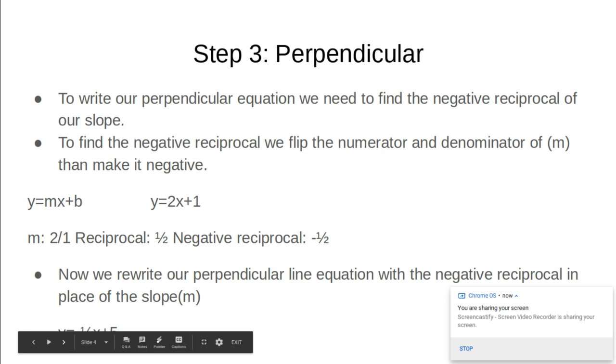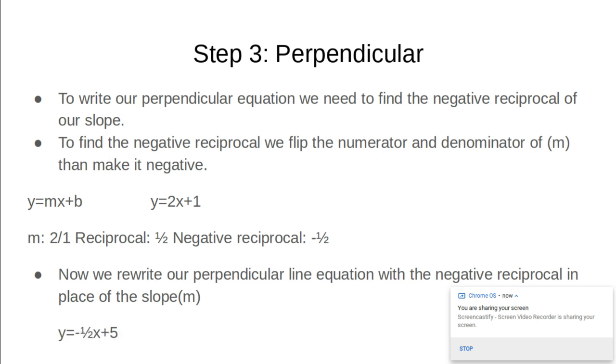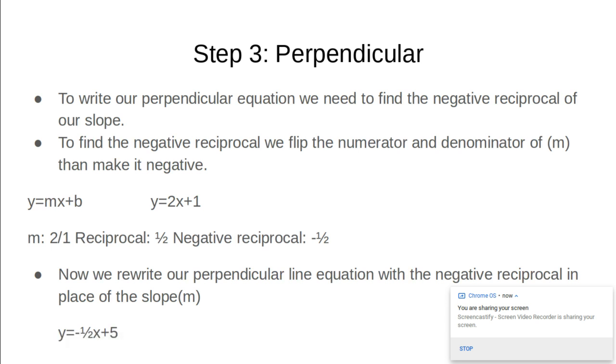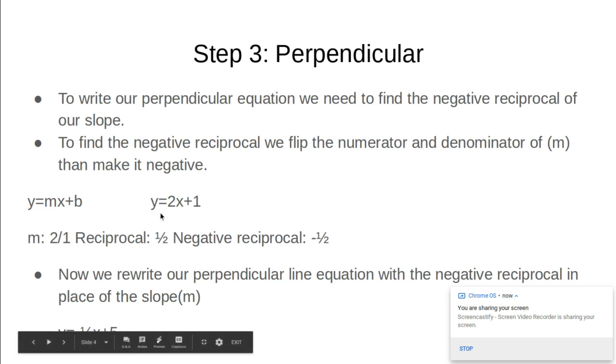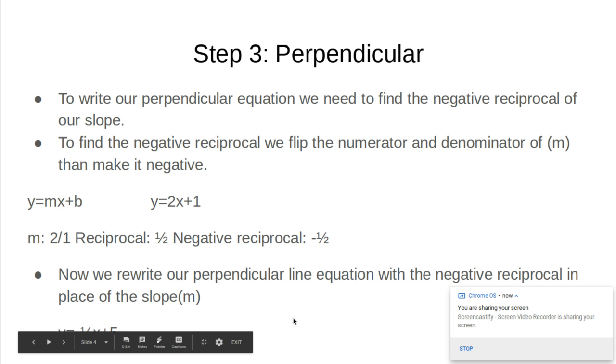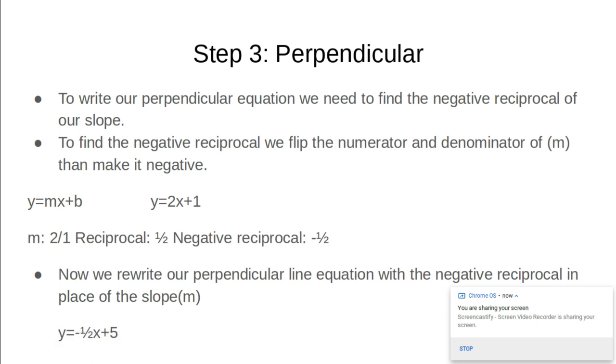To write our perpendicular equation, we need to find the negative reciprocal of our slope. To find the negative reciprocal, we need to find the numerator and denominator of m, or our slope, then make it negative. As you see here, we have y equals 2x plus 1, our slope being 2 over 1, the reciprocal of that being 1 over 2, and the negative reciprocal being negative 1 over 2. Now, we rewrite our perpendicular equation with the negative reciprocal in place of the slope. Y equals negative 1/2 x plus 5.